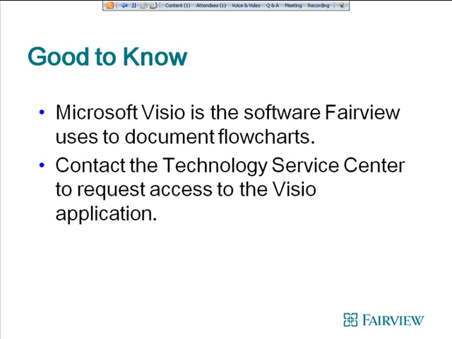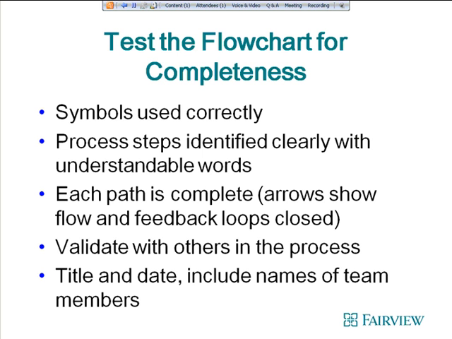Now, testing the flowchart for completeness. Are the symbols used correctly? Are process steps identified clearly with understandable words? Do they have meaning to the people who do the work? Is each path complete? Arrows show flow and feedback loops are closed. Then validation with others in the process. Did we get feedback from not just the team members who built the workflow, but their colleagues who do the actual work back in the department? You also want to make sure to include the title of the workflow, the date or the date range it was built, and include the names of the team members who built that. And again, including the term current state on the title will help as well, so people will know, is this a current state workflow or a future state workflow?